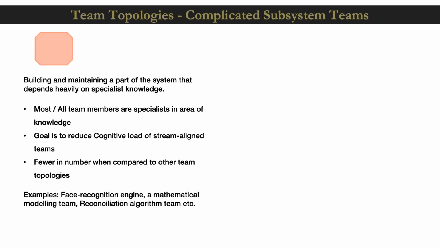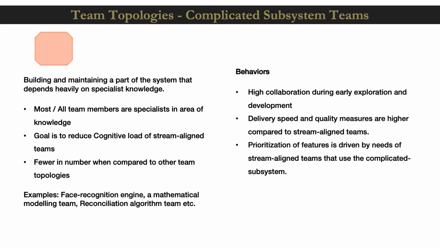Some of the examples that these teams could be working on: face recognition engine, a mathematical modeling team, a reconciliation algorithm team. These teams are purely focused on that specific area of knowledge which requires a specialist. Some behaviors that you would find: high collaboration during the early exploration and development phase, and then they would move away and do their work as specialists involved in that area of knowledge.